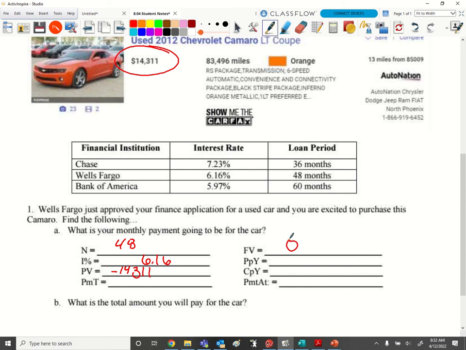PPY. What did I say the PPY stands for? Payments per year. So, what do you think that is? 12, because we make monthly payments, right? So PPY is going to be 12. And then CPY, that means compounded per year, 12. So that means every time you're making a payment, you're getting interest on that payment. And payment at, what did I say you leave there? End. Leave it at end.